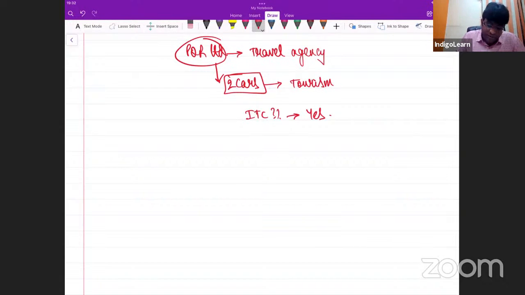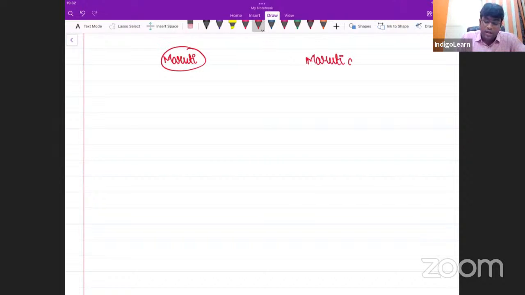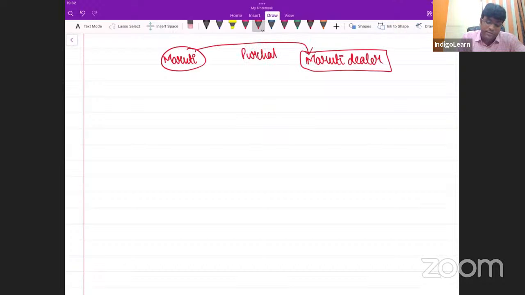Next point. Let's say there is one company known as Maruti, and there is a Maruti dealer. From Maruti, the dealer purchased cars. Can he claim input tax credit?